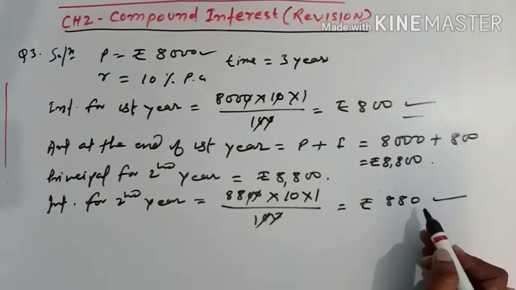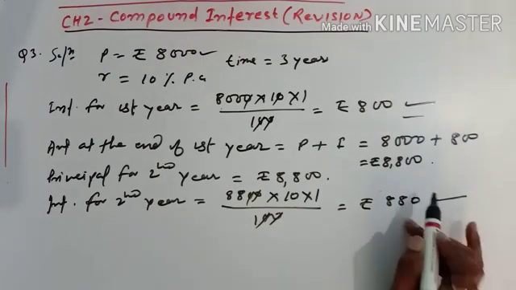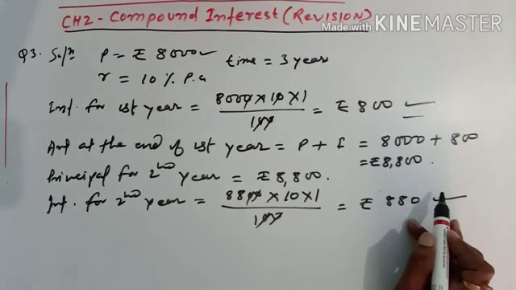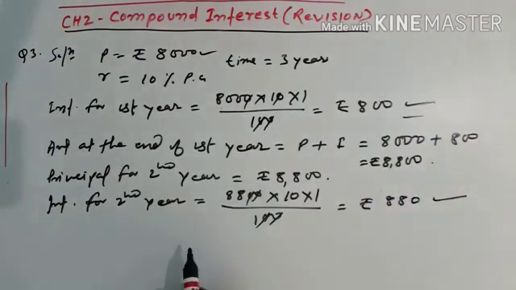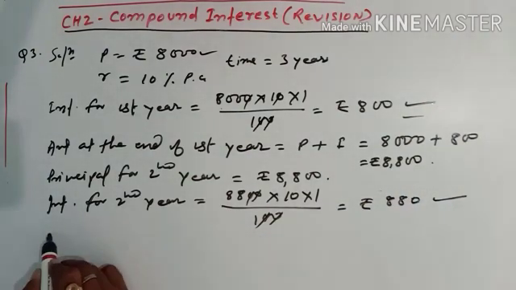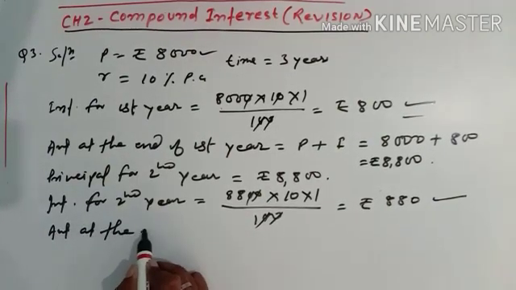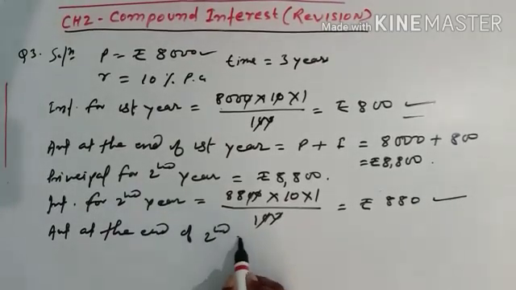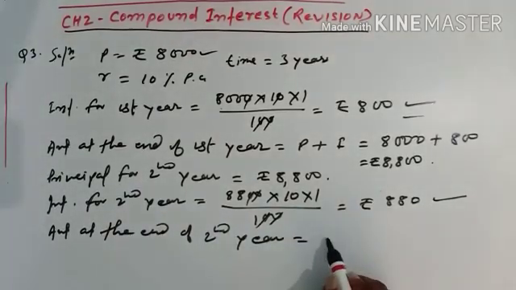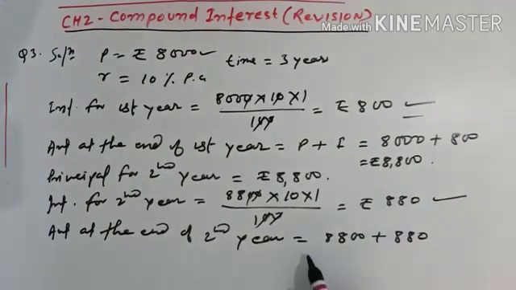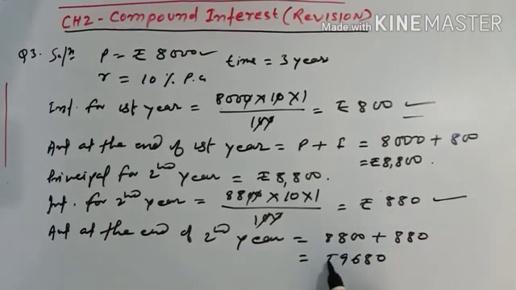Now what was the question asking? To calculate the interest for second year. So this is the answer, the first answer. And now the question is to calculate compound interest for the third year. So again you write the amount at the end of second year. Amount equals principal, that was 8,800 plus 880. So it would be how much? 9,680. This is the amount at the end of second year.